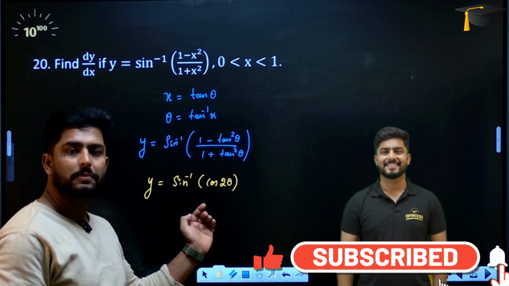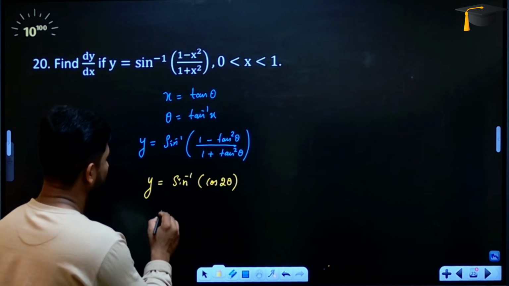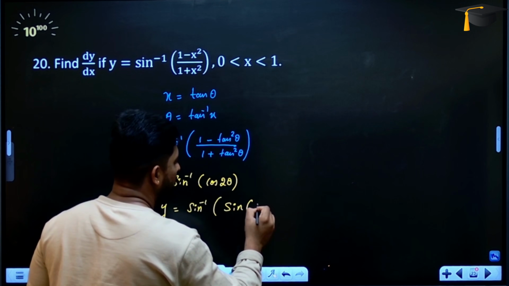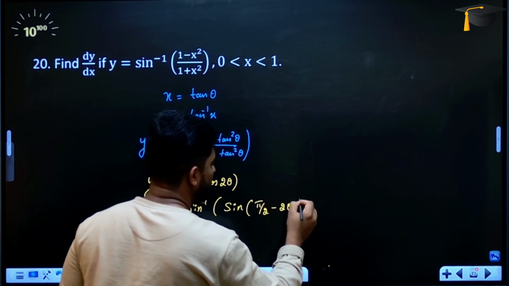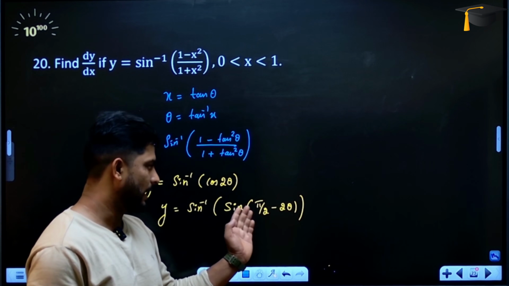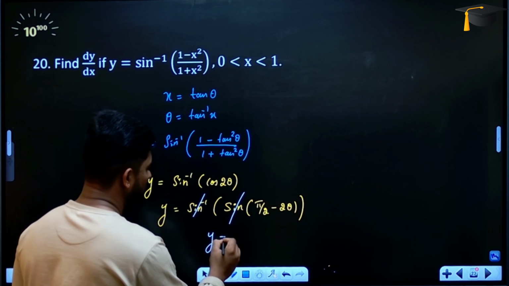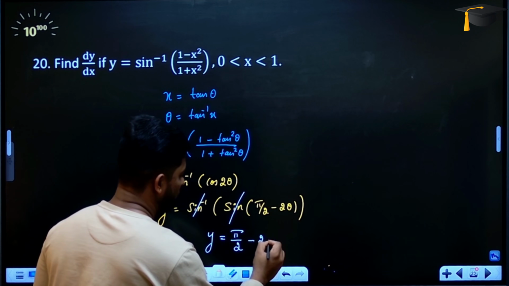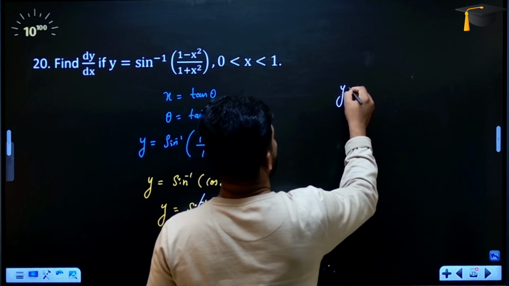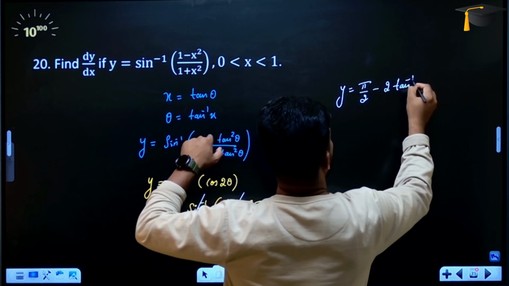Further, what you have to do is, from cos to sine you have to take, and let's take the interchanging pole angle, that is the allied angle. So I'll write y is equal to sine inverse of sine of (pi by 2 minus 2 theta). I'll consider pi by 2 minus 2 theta, and it's in the first quadrant, so nothing to worry about this. So sine inverse and sine get cancelled. So we got y is equal to pi by 2 minus 2 theta. Now let's replace theta by tan inverse x. So y is equal to pi by 2 minus 2 tan inverse x.